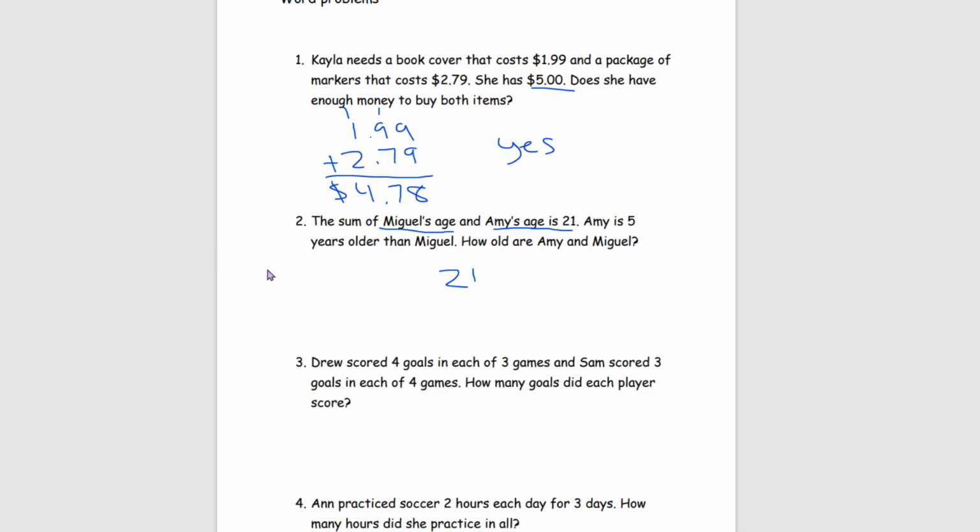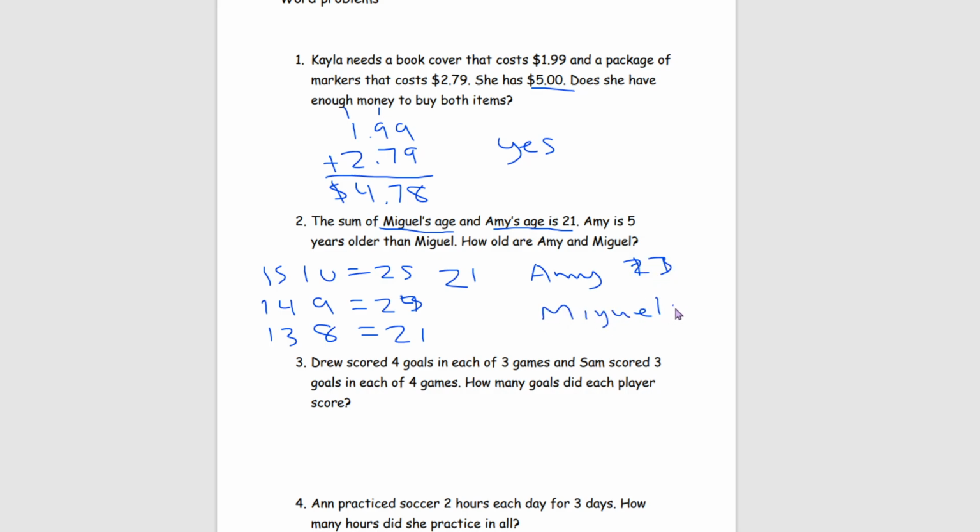So let's try 15 and 10. That gets us 25, which is greater than 21, so that's not our answer. We can try 14 and 9. That gets us 24, or 23, sorry. And then we can try 13 and 8. That gets us 21. And so we know that Amy is 13, and we know that Miguel is 8.